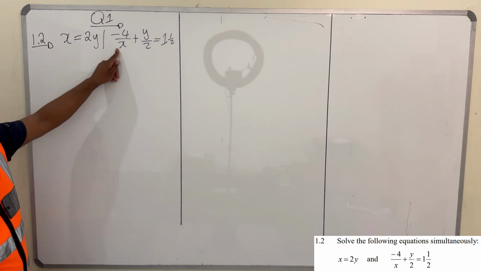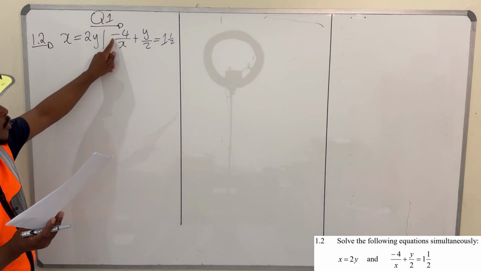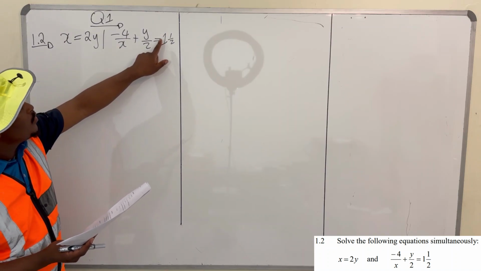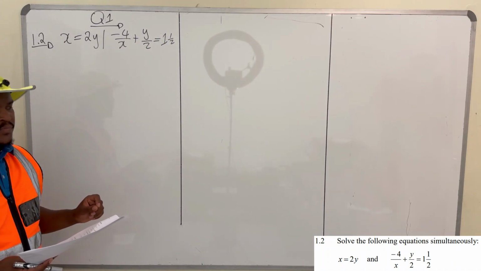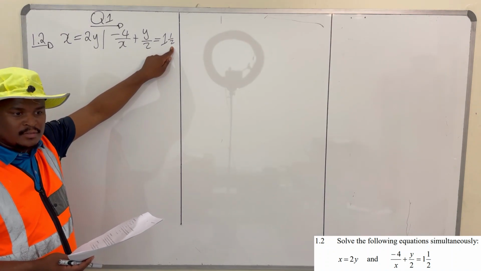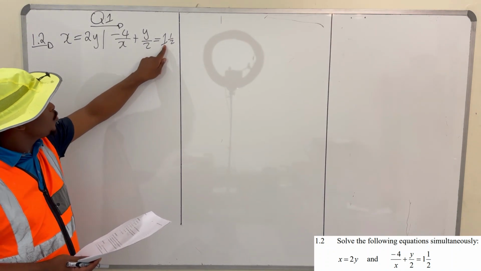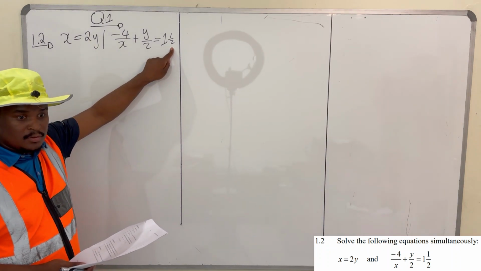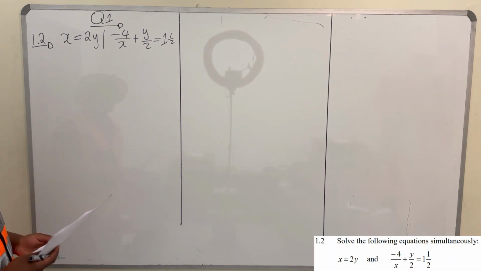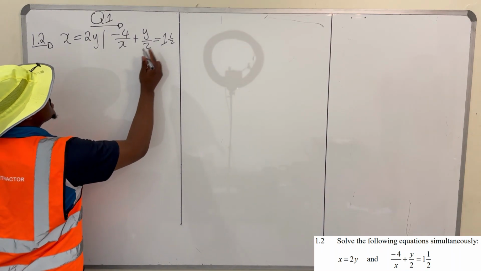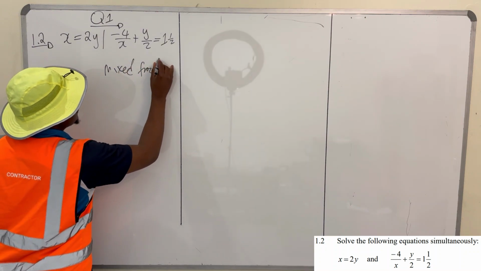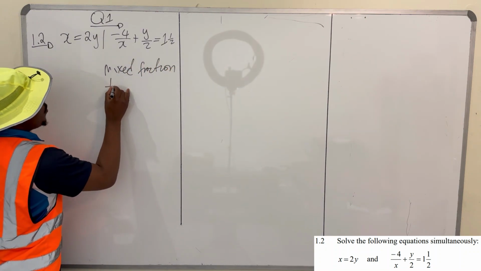Here's the second one. Let's say negative 4 over x plus y over 2 is equal to 1.5. This is 1.5, right? This is 1 unit and a half, which is 3 over 2. So if you're given something like this, it's a mixed fraction. It's 1.5.